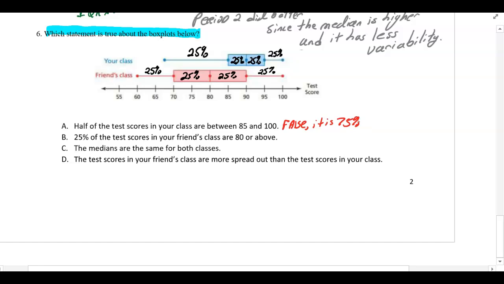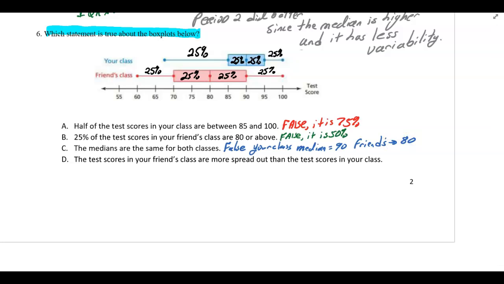It is 75% because half is 50%. Letter B, 25% of the test scores in your friend's class are above 80. Well, this is false. It is 50%. So if it's at 50%, it'd be true. For part C, the medians are the same. Well, this is false also. The median for your class looks like it's 90, and your friend's median looks like it's 80, so those are not equal.